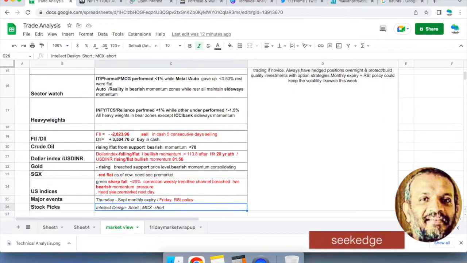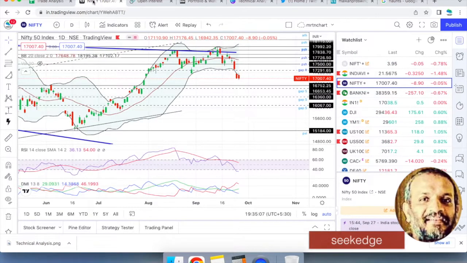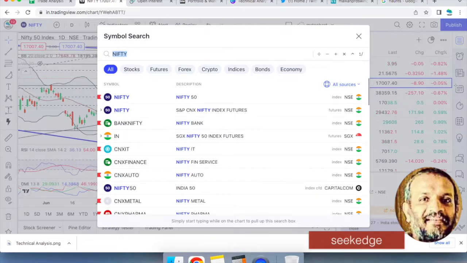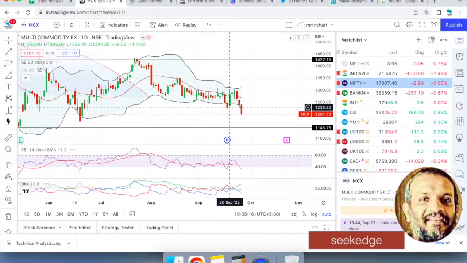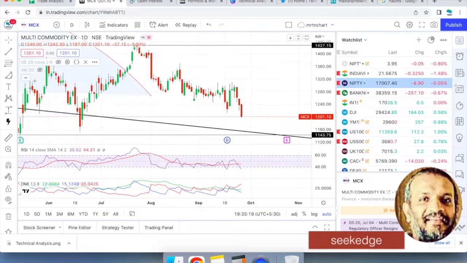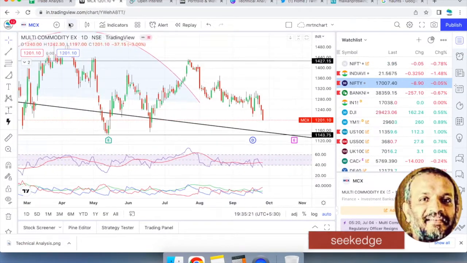Two stock picks: Intellect Design, an IT company, is a short. MCX, the multi-commodity exchange, is also giving short signals. Let's see the bearish calls for short trade opportunities. This is what the charts are saying.